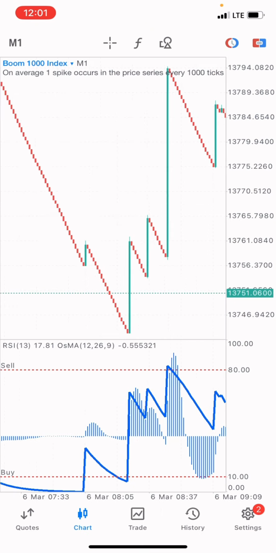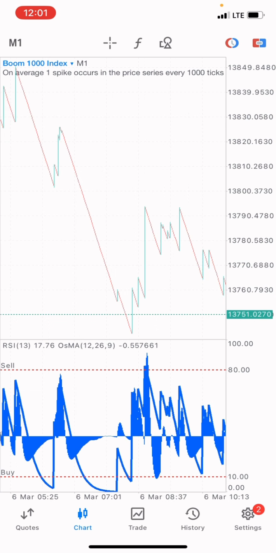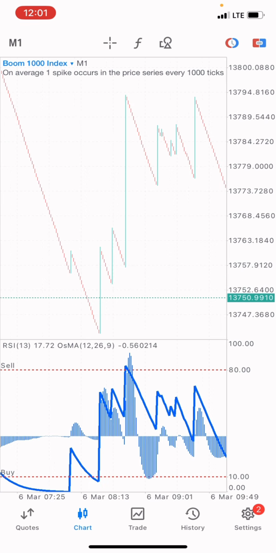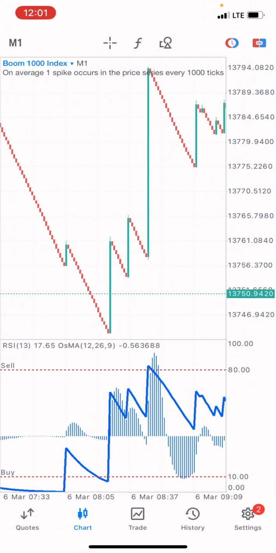Now this is the setup while we're using the third zoom level. All right, now this is the first zoom level, 1, 2, right? Now this is the third zoom. The third zoom level is what we're using for this VIP strategy, right?